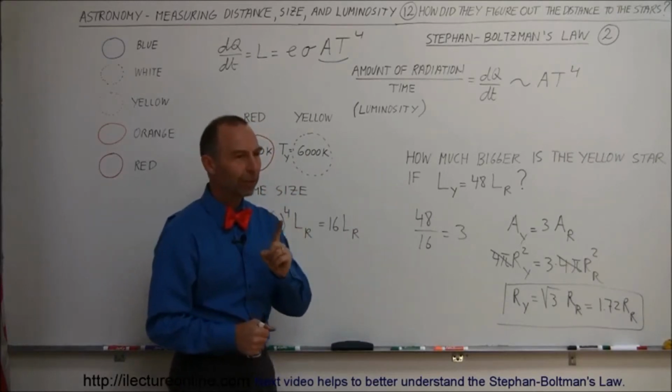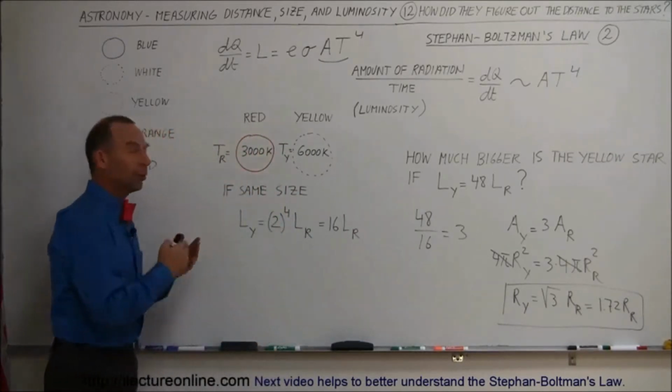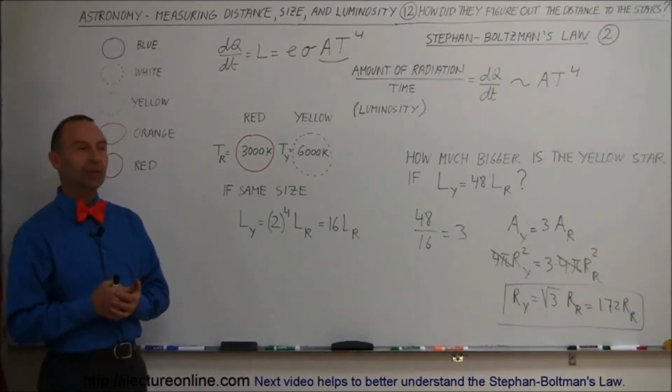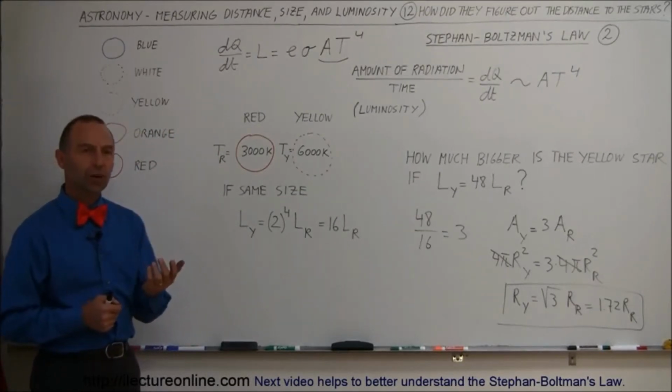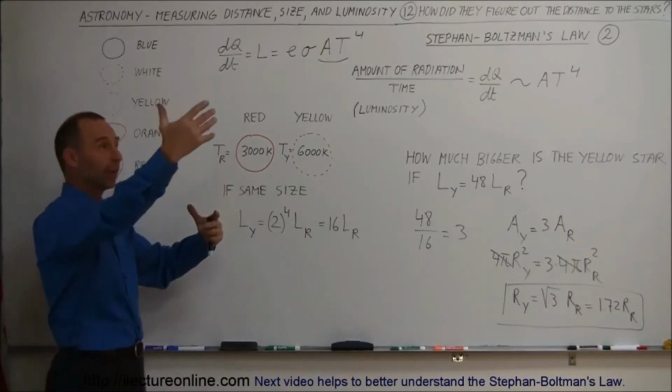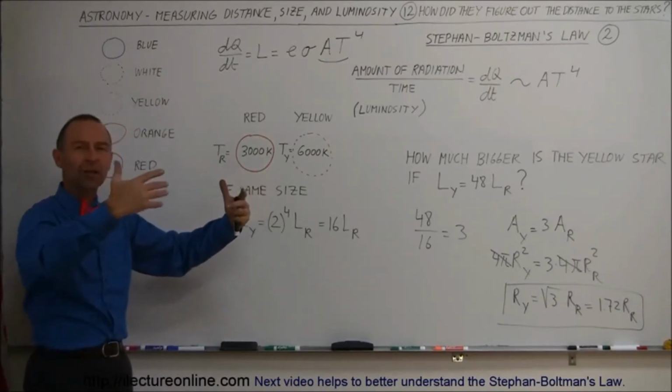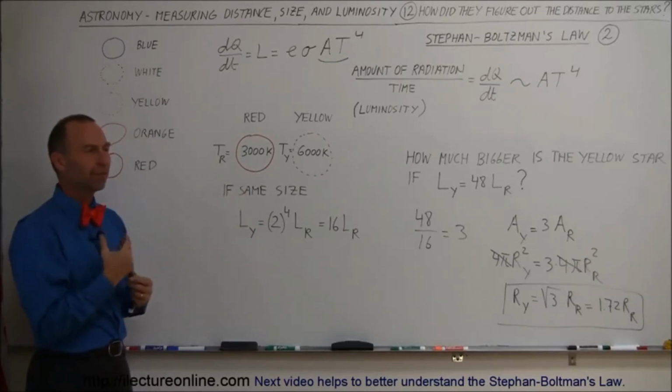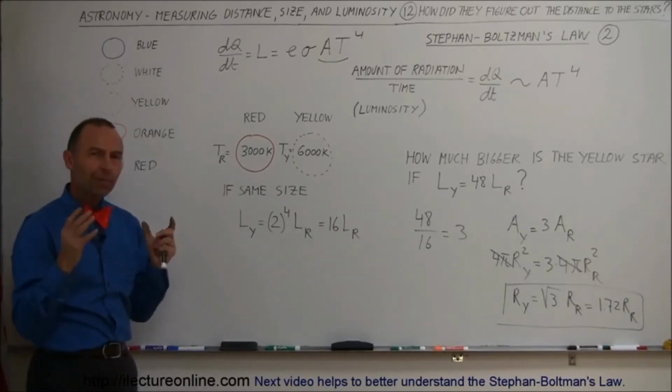One big problem. How do we know the actual luminosity of the stars if we don't know how far the stars are? Because we look at 2 stars, we don't know how far they are. One appears a lot brighter than the other, but it could be because it's a lot closer, not because it's bigger.